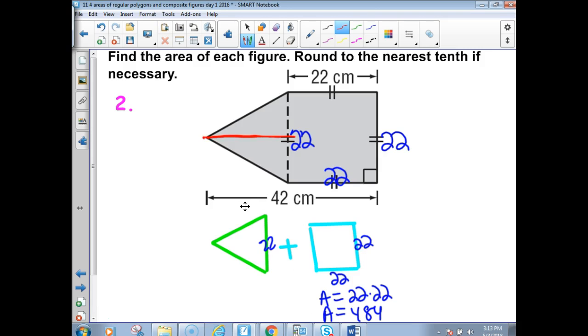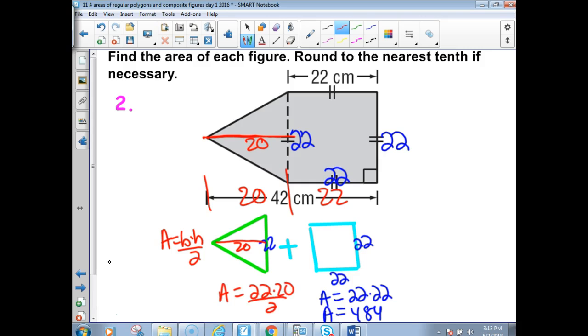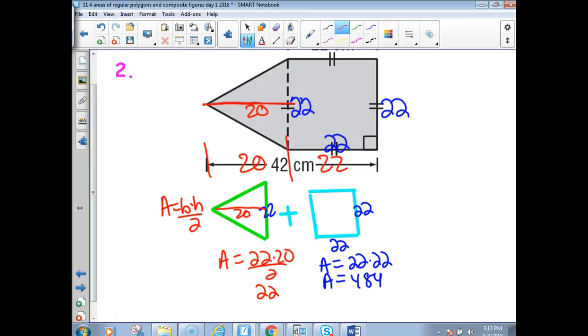Okay, so where are we going to get that from? Right, if this is 22, then there'd be 20 more to get the 42 total. Okay, that's 20. All right, so the triangle's area is base times height divided by 2. So the area of this triangle is 22 times 20 divided by 2. That would be 220. Now, our full answer isn't done until we put them together. So the total area is 484 plus 220, 704. And that would be in square centimeters.